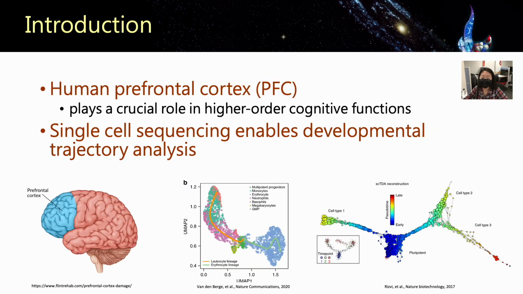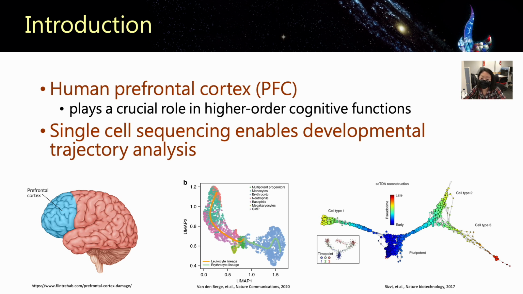The human prefrontal cortex is located in the frontal lobe of our brain, as you can see in the illustration. It plays a crucial role in higher-order cognitive functions, such as decision-making, working memory, and social behavior. Single-cell sequencing of human PFC cells at different gestational weeks enables the investigation of cell subgroups and developmental trajectories.